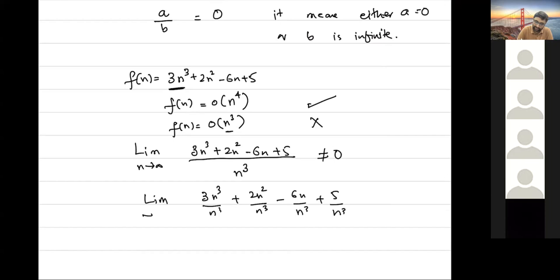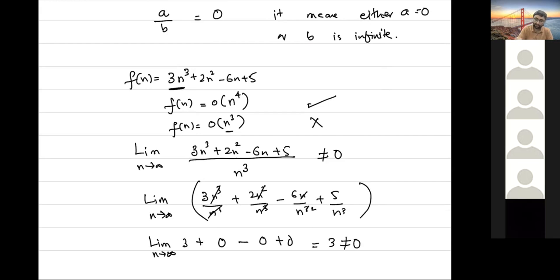And the limit is for n tending to infinity. We know that n cubed cancels out, and the square cancels with the cube. So what we have left is 3 plus 0 minus 0 plus 0, because any constant divided by infinity is zero. So this is equal to three, and it's not equal to zero. Therefore, it is not correct. But if you go the other way, you know that it is zero, and therefore it holds. Any questions?